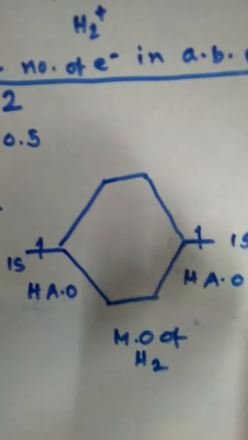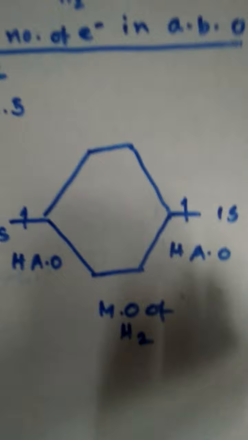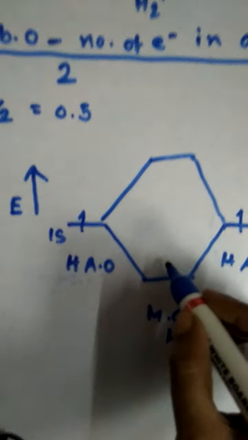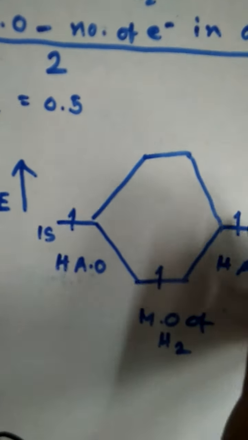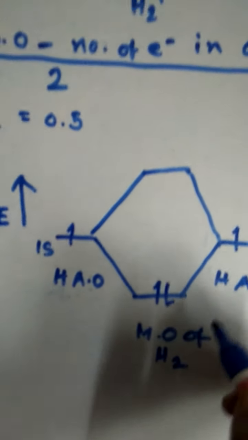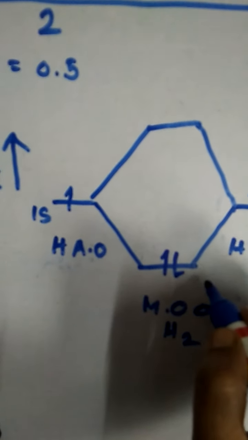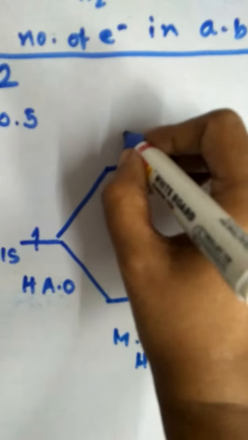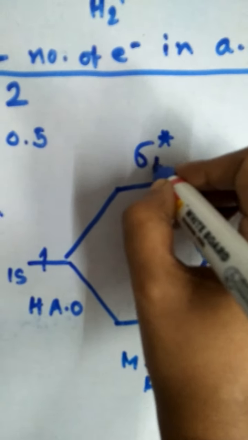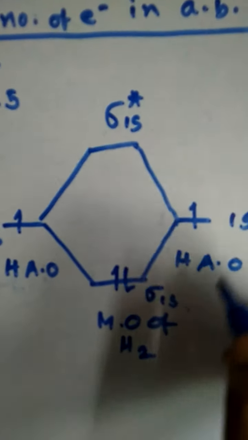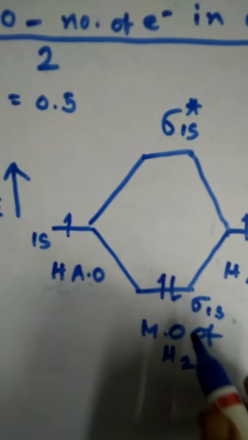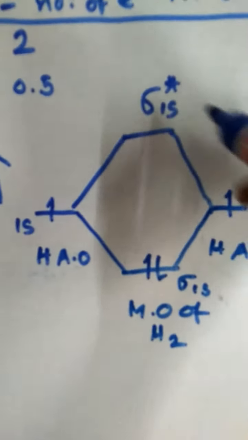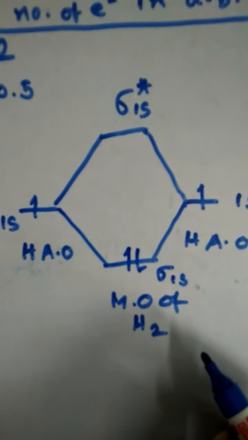Now you have to put the electrons in the molecular orbitals. In one molecular orbital you can have a maximum of 2 electrons. So you have 1 electron from here and 1 electron from here. This is the sigma 1s orbital and this is the sigma star 1s orbital. This is the bonding orbital and this is the anti-bonding orbital. Now in the bonding orbital you have 2 electrons, and in the anti-bonding orbital you don't have any electrons.